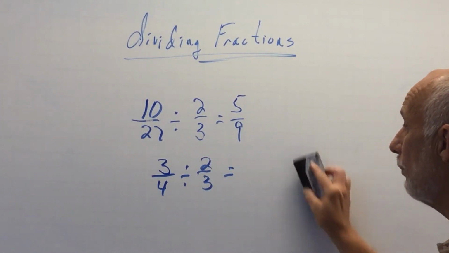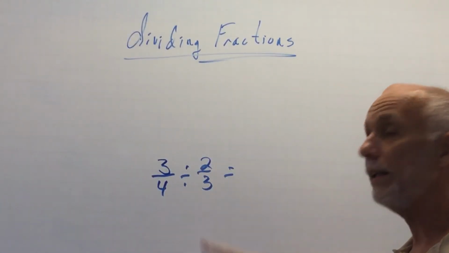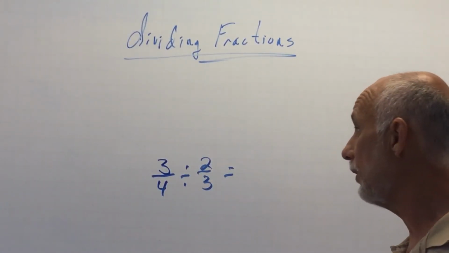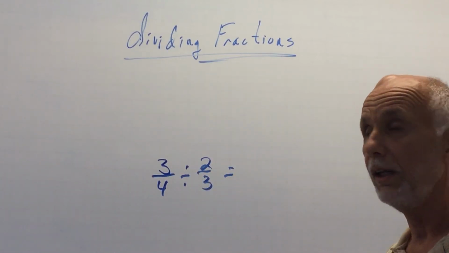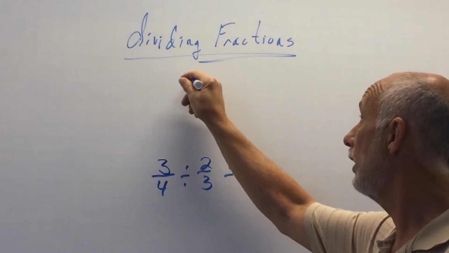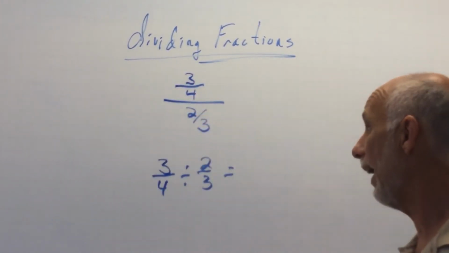So we needed to come up with another way to do it. By the way, if I wanted another way to do it, here's what mathematicians did. If I wanted to do 3/4 divided by 2/3, the first thing mathematicians did is they wrote 3/4 divided by 2/3 like that.